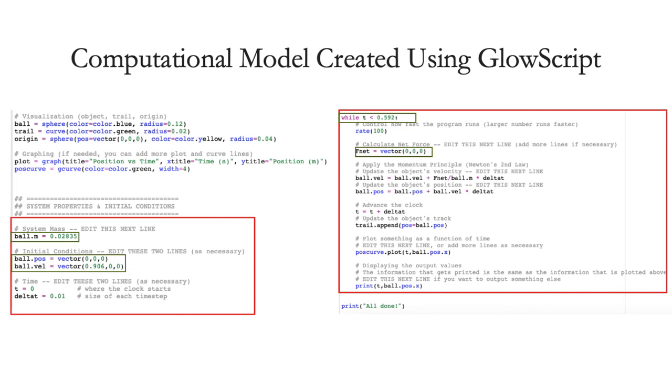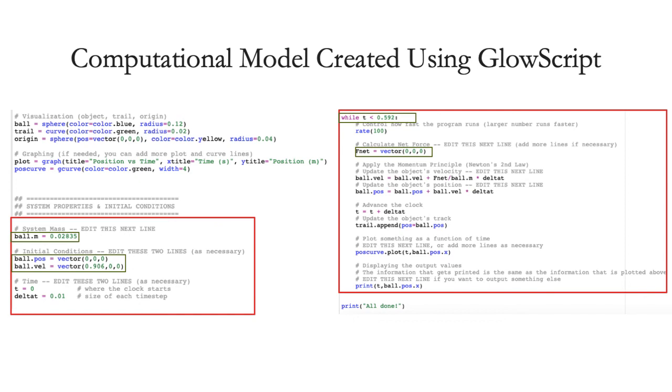This is a computational model of the ornament's motion using GlowScript starter code that I made minor changes to. So in the red box to the left, you can see that I ended up changing ball.m, or the ornament's mass, to 0.02835 kilograms, ball.pos to the initial position of the ornament, using the value Tracker provided me, and ball.vel to the initial velocity that I was able to calculate earlier on. And then in the box to the right, I changed the Fnet to <0,0,0> because the net force on the ornament was 0, and it was not accelerating.